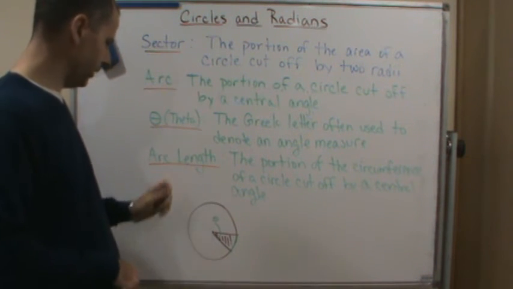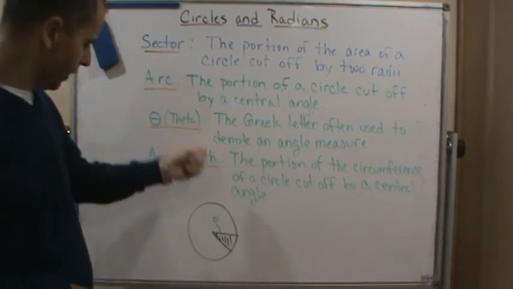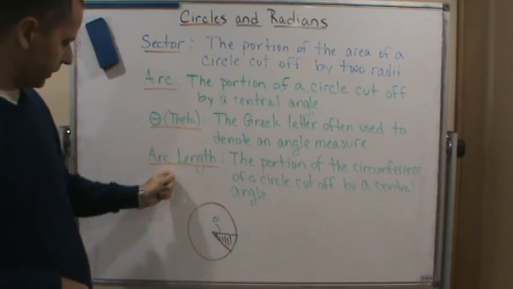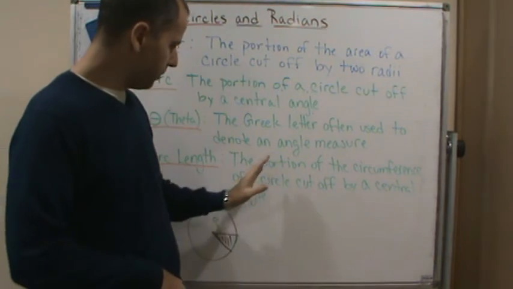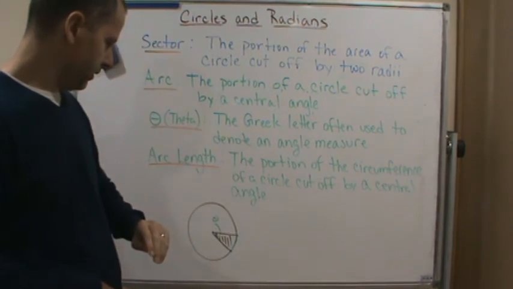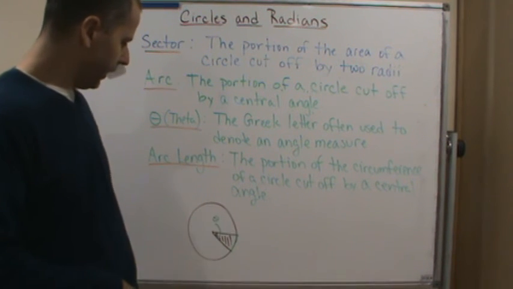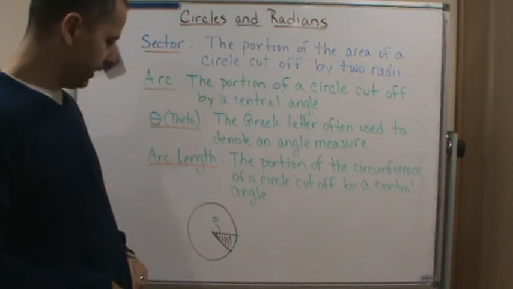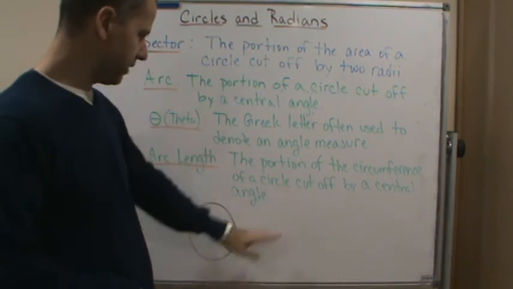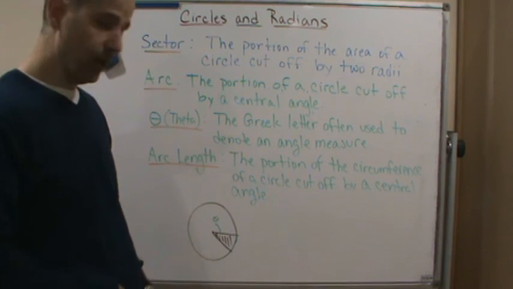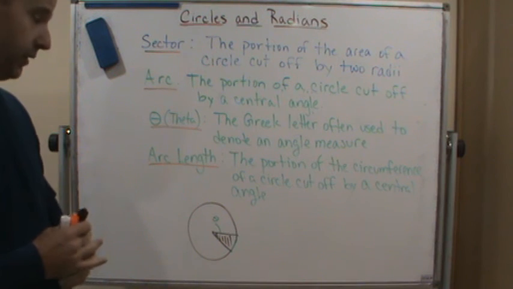And then the arc length. The arc length is the length of the arc, right? So here's the arc. So arc length is the length of this arc, which means it's the portion of the circumference. The circumference is the distance all the way around, and so the arc length here would be the portion of the total circumference of the circle that is cut off by the central angle. So there's the arc, and then there's the arc length, which is the measure of the arc.